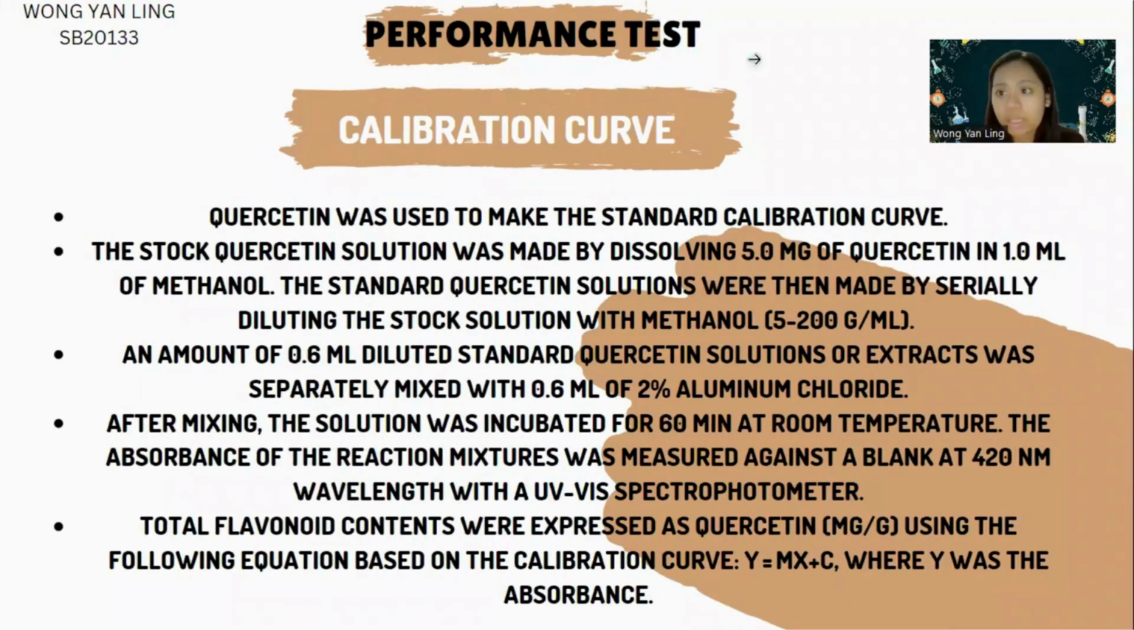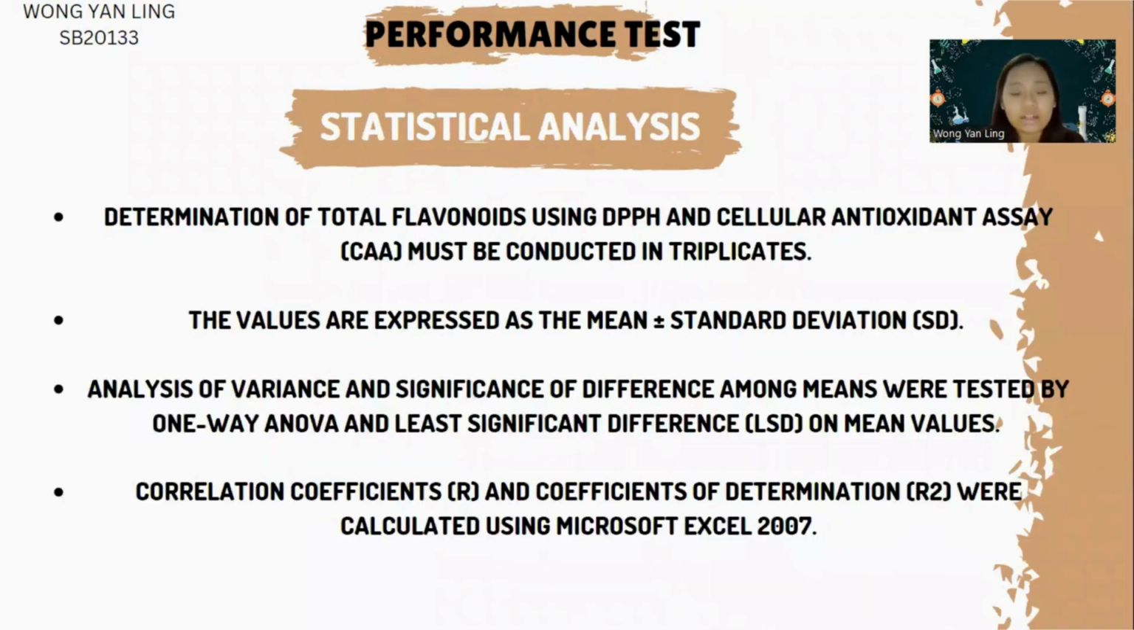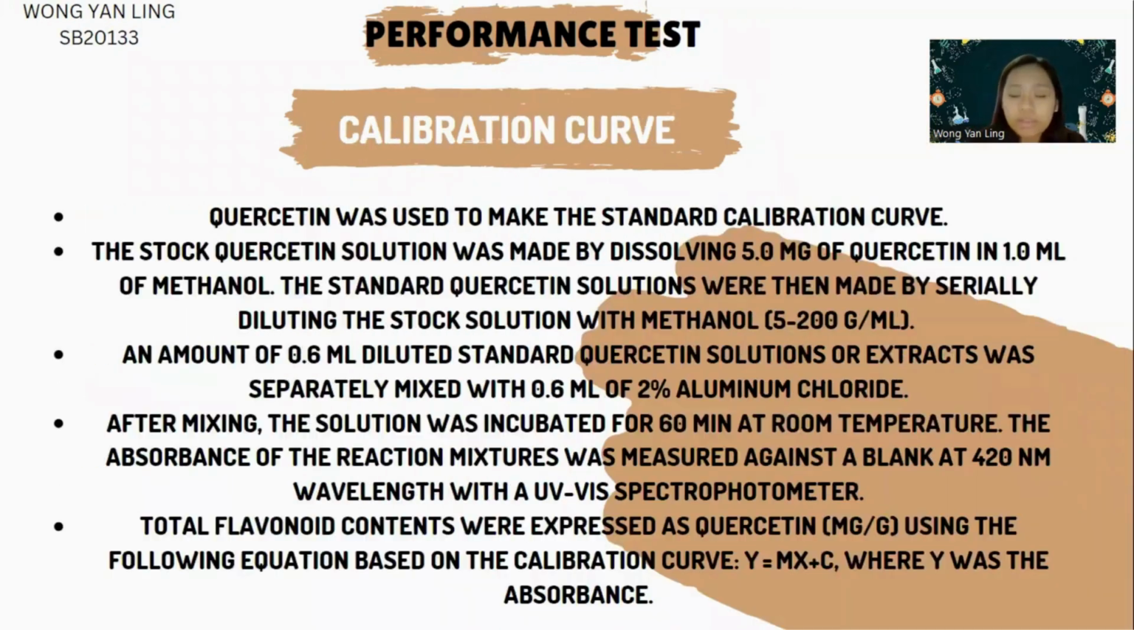My name is Wong Yanling. Matric number is SB20133. For my part, I will explain the performance test and the performance characteristics. For the performance test, I will use three types of tests, which are the calibration curve, recovery studies, and statistical analysis. For the calibration curve, we will use quercetin to make the standard calibration curve.